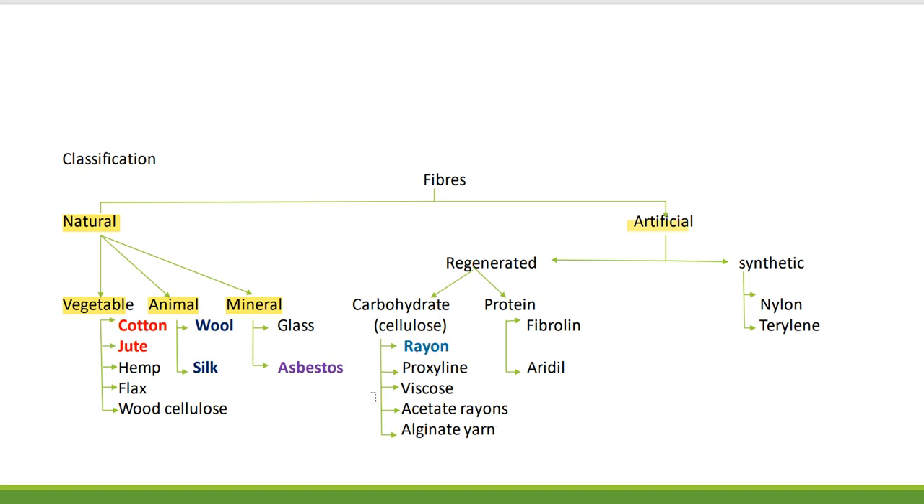All these fibers you have seen in your clothes, right? Whatever clothes you are wearing, there is some amount of these synthetic or regenerated fibers present. You can see the thread-like structures, that are your fibers. In protein you have fibroin and ardil. Then in synthetic, which is prepared, you have nylon and terylene. I hope you are well aware of this classification to some extent.